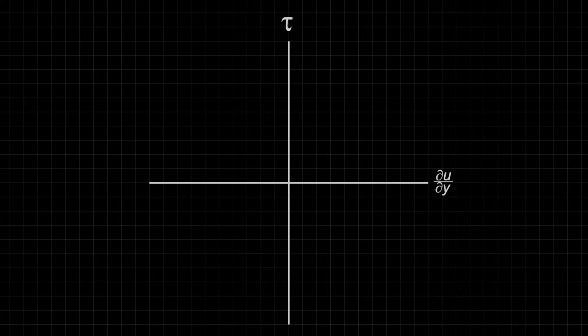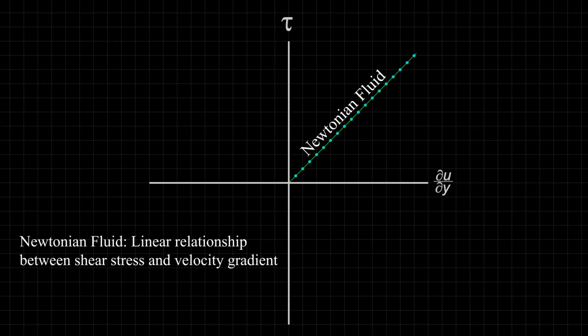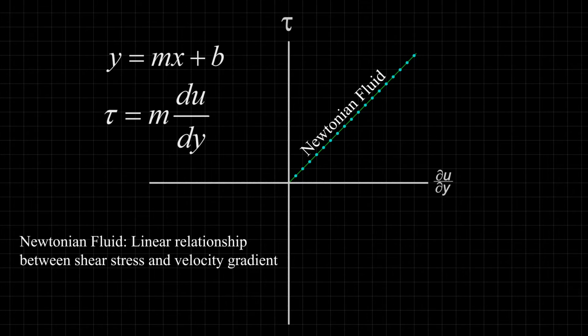Different classes of fluids exhibit different types of behaviors. When the relationship between shear stress and velocity gradient is linear, then the fluid is known as a Newtonian fluid. This can be modeled mathematically using the equation for a line, y equals mx plus b. Here, y is the shear stress, x is the velocity gradient, and b is set to 0 since there is no offset. With these substitutions, the following equation results.